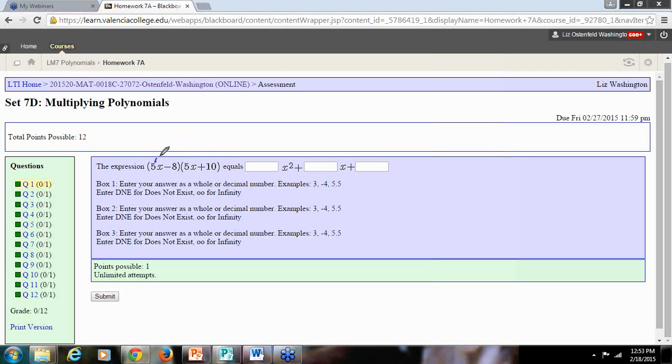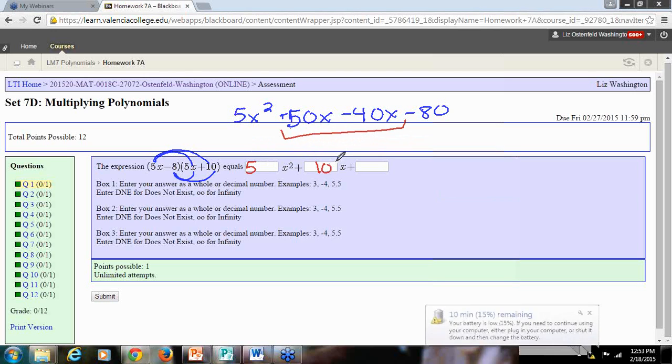So I'm going to FOIL by doing 5x times 5x is 5x squared. 5x times 10 is 50x. Negative 8 times 5x is minus 40x. And negative 8 times 10 is a negative 80. And then what you would do is you would combine like terms wherever possible, which here it's the 50x minus the 40x. So I'm left with 5x squared, 10x, and just a minus 80.